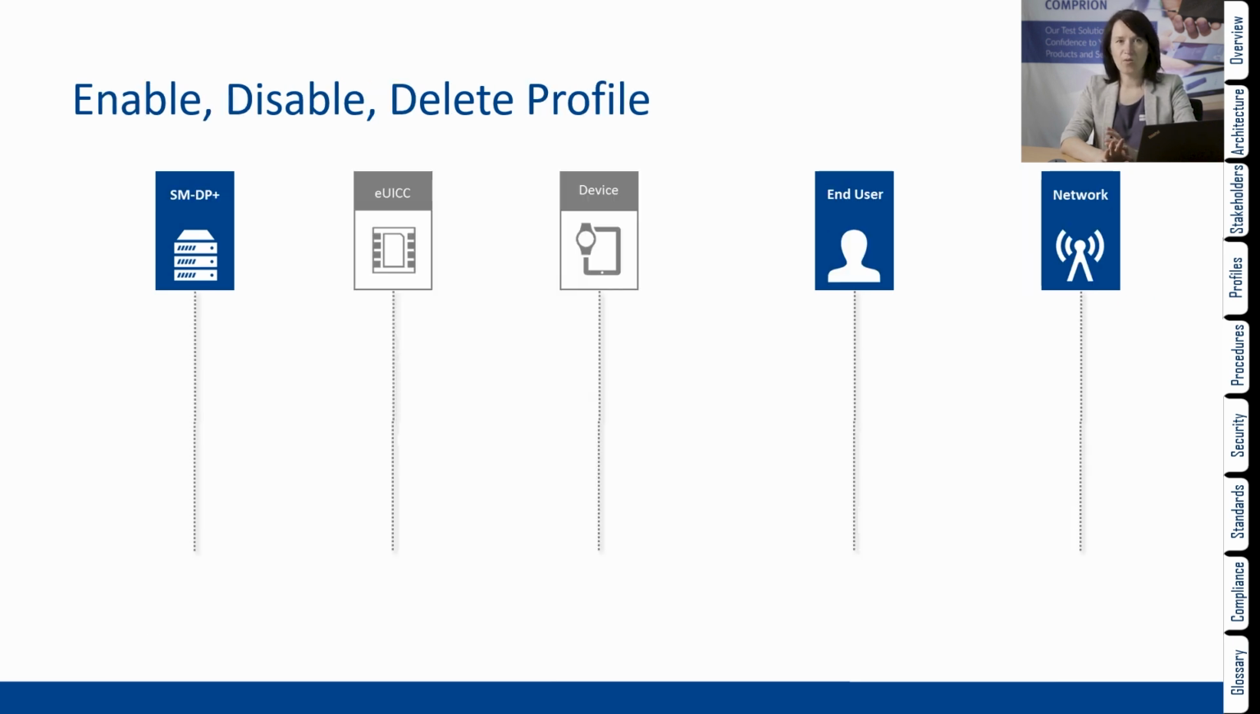Let's take a look at the simpler procedures of enabling, disabling, and deleting a profile. We have the SMDP plus, EUICC, and the device, in this case separated, and then the end user and the network. What is going on there? For the enabling, disabling, some user intent might be verified, or just a simple confirmation may be required, depending on the implementation. So then the profile will be selected from the list. For example, if you have a smartwatch, you just select this specific profile.